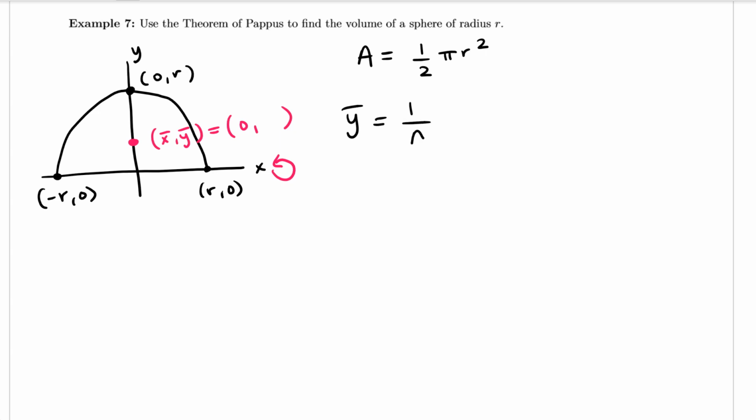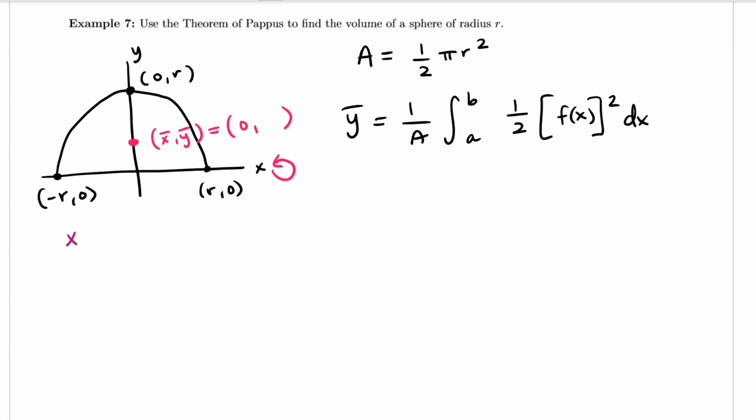And if you don't remember, the formula for y bar is 1 over A times the integral from a to b of 1/2 times, in this case we could just use f of x quantity squared, because our lower function in this case is the x-axis. So before we move forward, I should probably figure out what the function is that we're looking at.